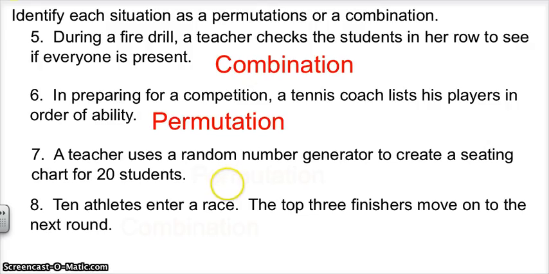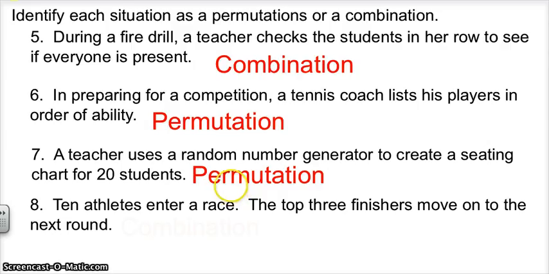Number 7. A teacher uses a random number generator to create a seating chart for 20 students. Well, if I am sitting at the desk right now and you're sitting in a spot, is it different if you sit in my desk and I sit in your spot? Is that a different seating chart? Yes, it is, so therefore, order matters.